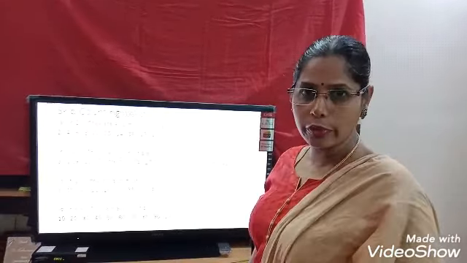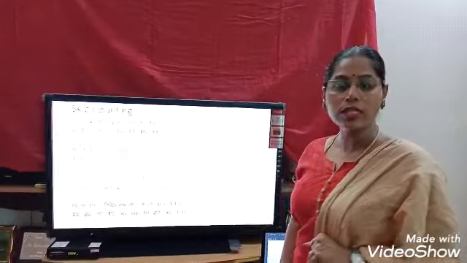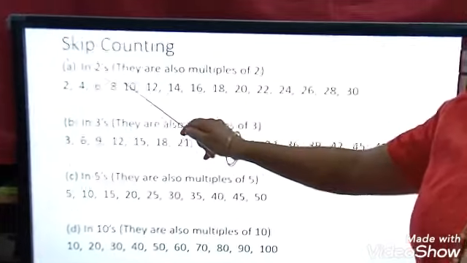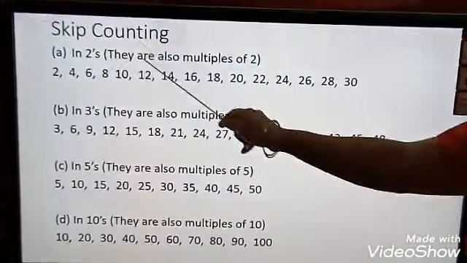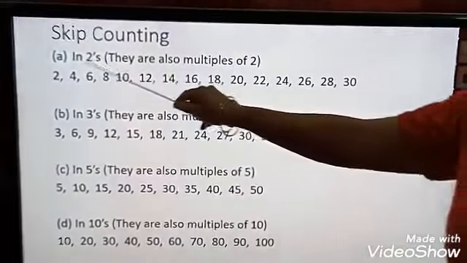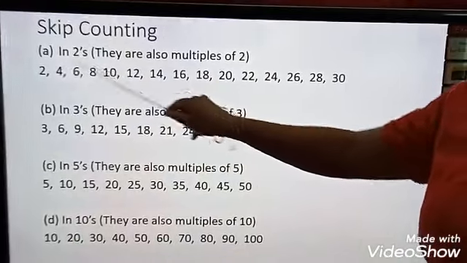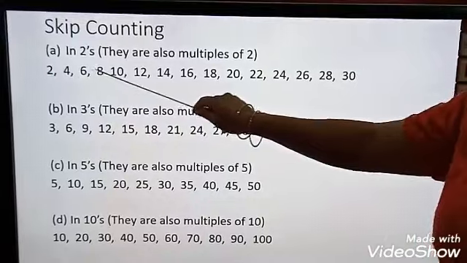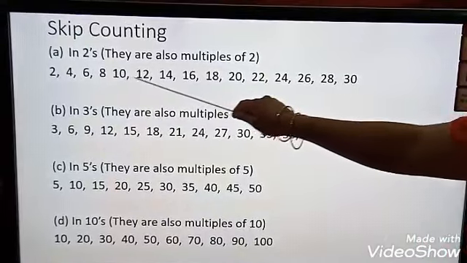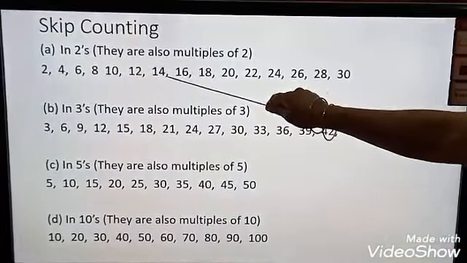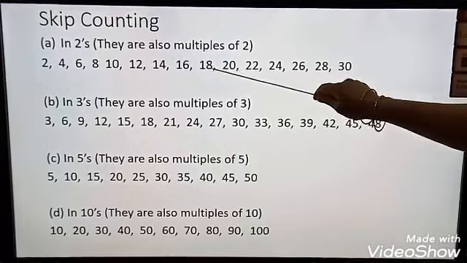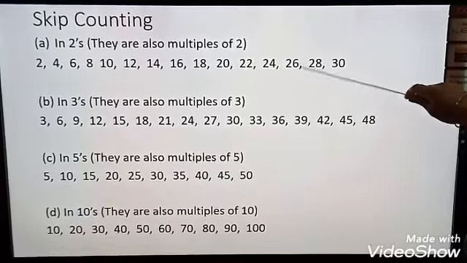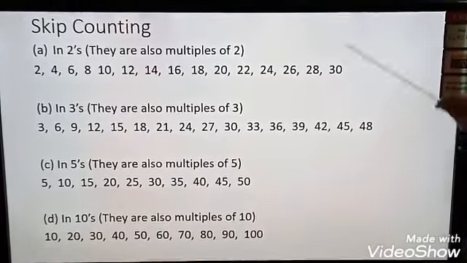Hope you have enjoyed the video. Now let us learn about skip counting. Skip counting in twos. What do you mean by twos? The multiples of 2 form the skip counting in twos. So it is 2, 4, 6, 8, 10, 12, 14, 16, 18, 20, 22, 24, 26, 28 and 30.